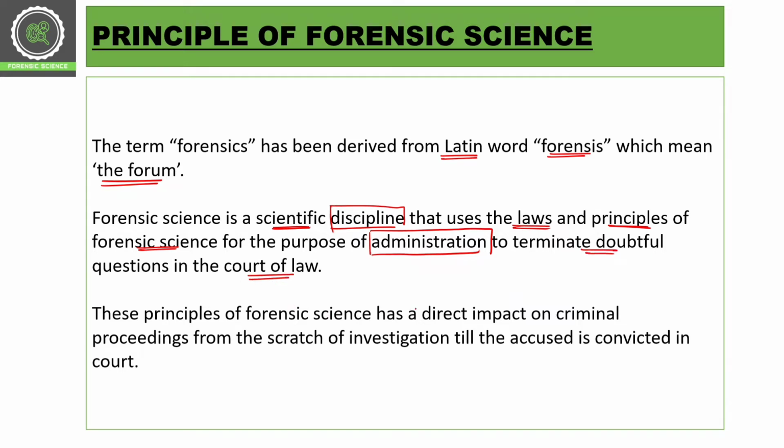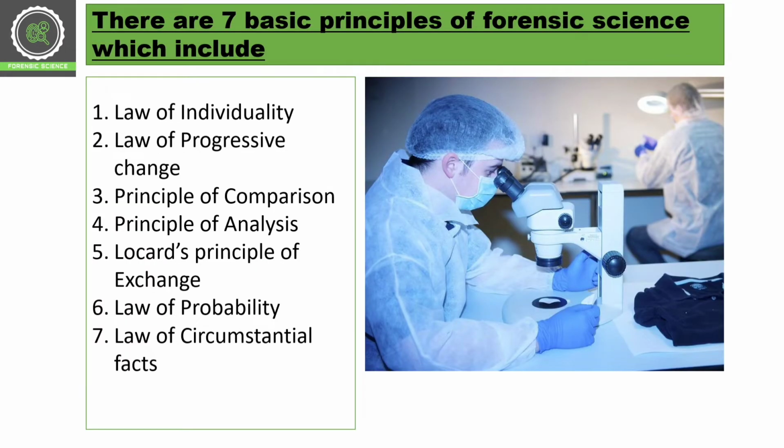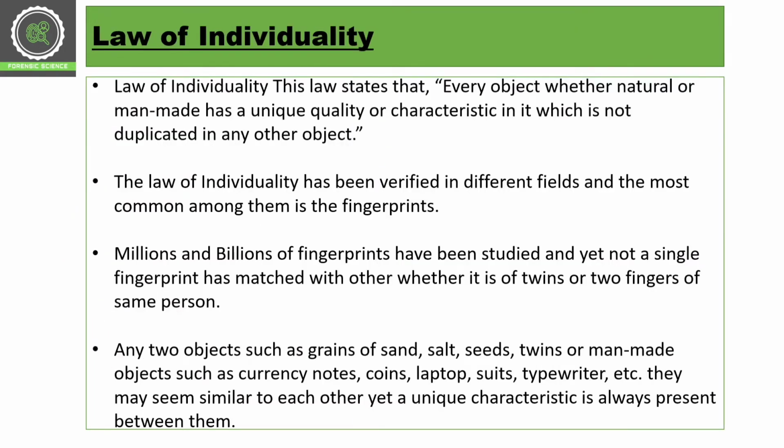The principles of forensic science have a direct impact. So all these 7 principles have a direct impact on criminal proceedings from the start of the investigation till the end of the investigation, or we can say till conviction of the perpetrator. Okay, so we have these 7 principles. First one is law of individuality, then we have law of progressive change, then law of comparison, law of analysis, Locard exchange principle or principle of exchange, law of probability, and law of circumstantial facts. So we will start with law of individuality.